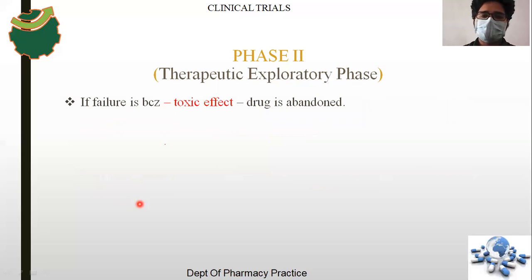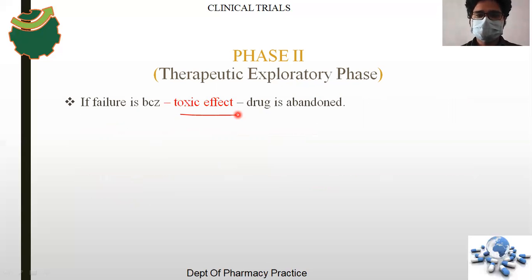Yeah, if the failure is because of toxic effects, the drug is going to be abandoned. Means, these drugs you are going to keep in a compound library. You are going to keep them in a compound library, and you'll stop the trials. Okay. So as you know, once we keep the drug in the compound library, what we are going to do with it, right?